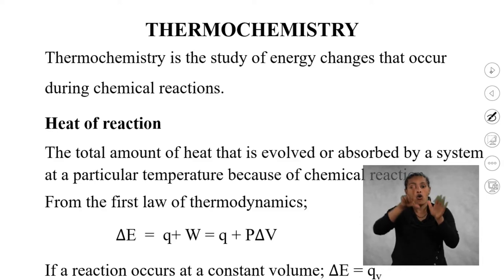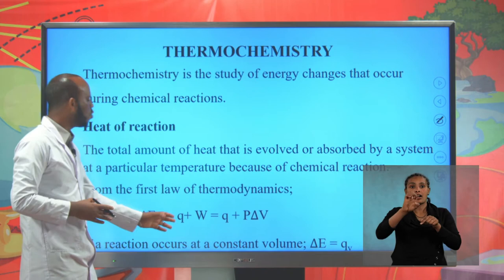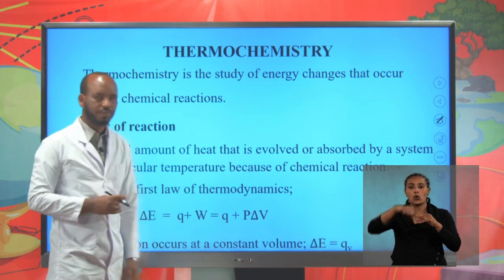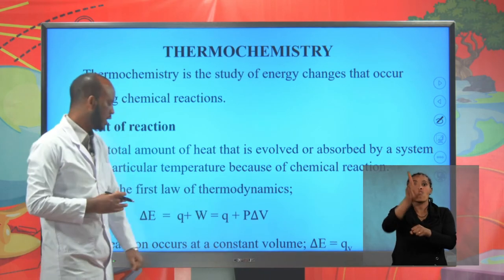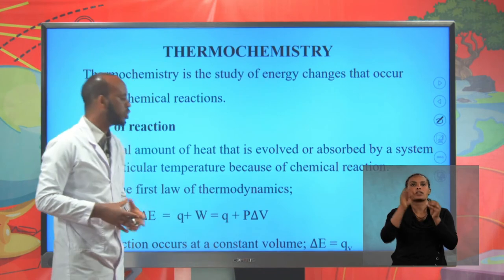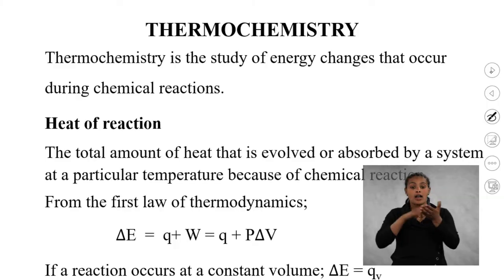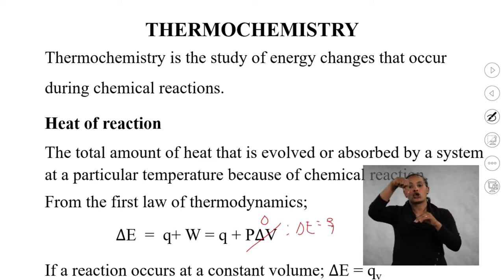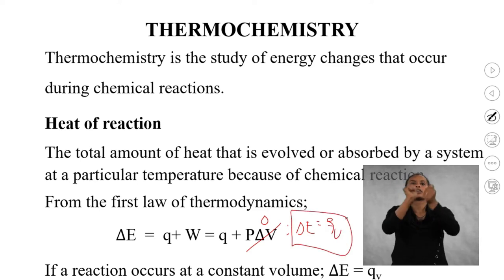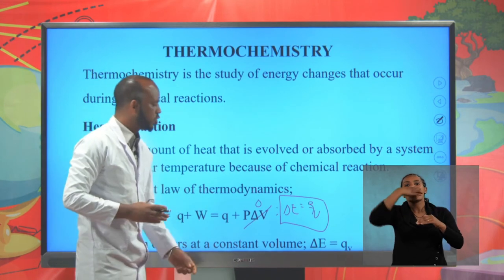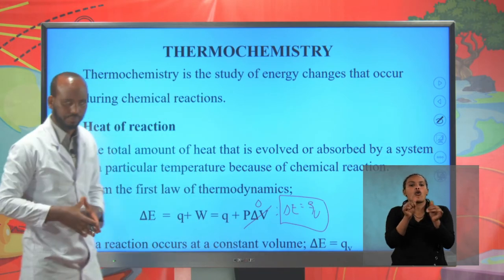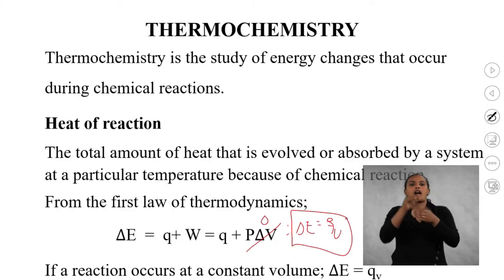From the first law of thermodynamics, we have change in internal energy equals Q plus W. If the work is pressure-volume work, we can write this as Q minus P times change in volume. If a reaction occurs at constant volume, the change in volume of the system is zero. Therefore, delta E equals Q, the heat absorbed or released by the system at constant volume. The change in internal energy of the system equals heat absorbed or released by the system at constant volume, if a reaction occurs at constant volume.